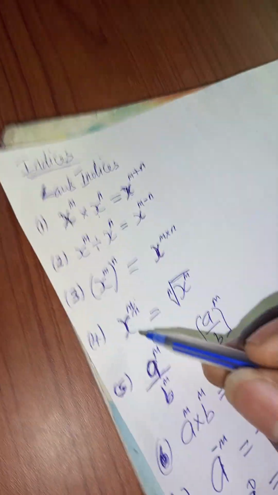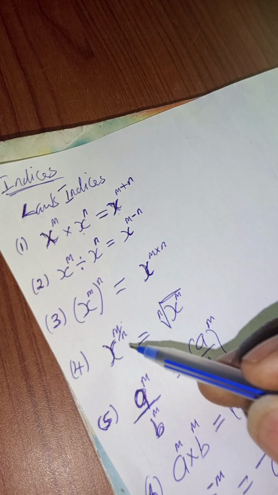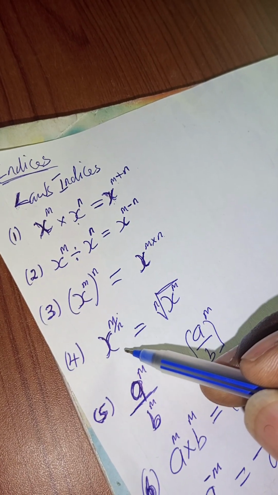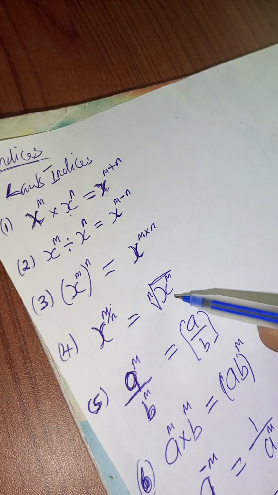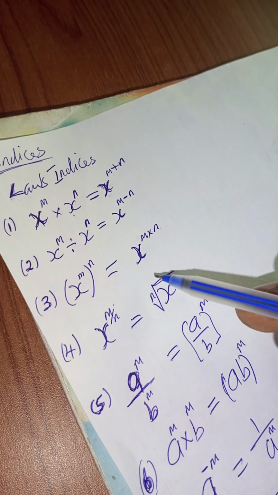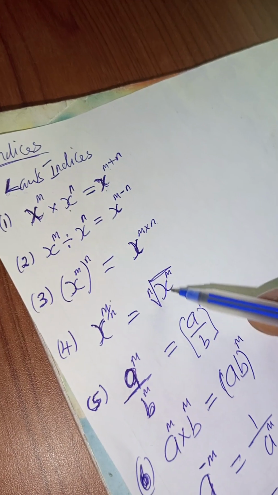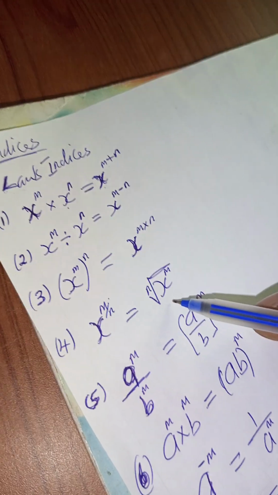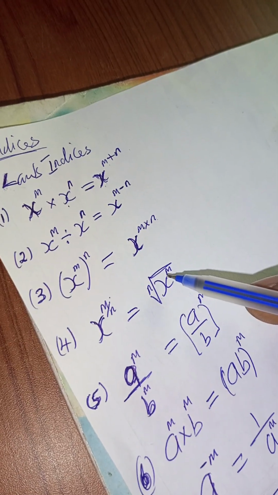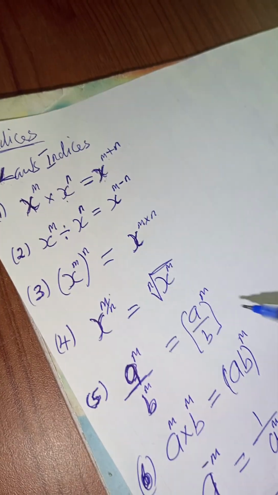Then when we have number 4, x raised to power m over n, you discover that the power of this x here in number 4 is a fraction. The power is a fraction. The law says that the denominator will take the root of the base, while the numerator, which is the one on top of the fraction, will take the power of the x. You see the way we place them here. We have the n-th root of x raised to power m. That is the n-th root of x raised to power m. That is what you now have.